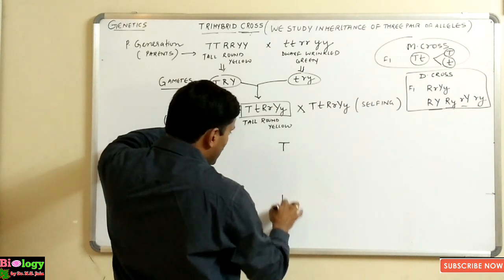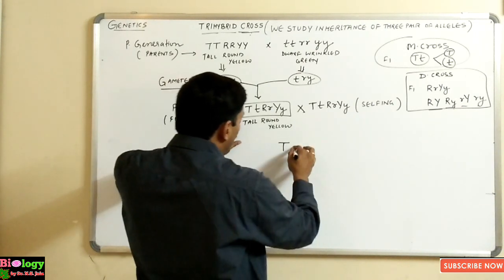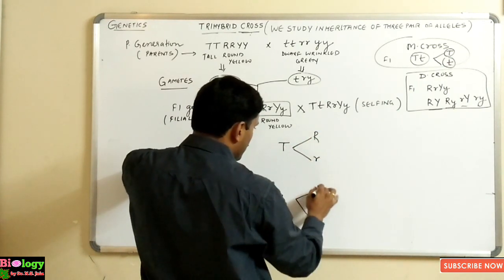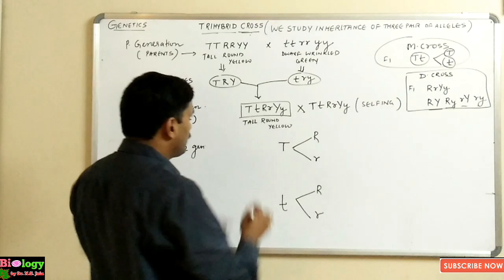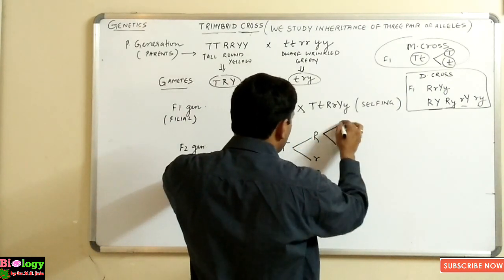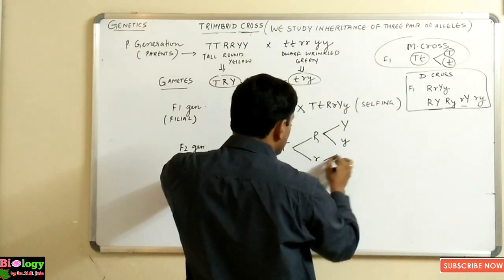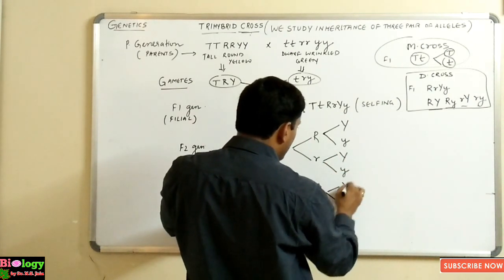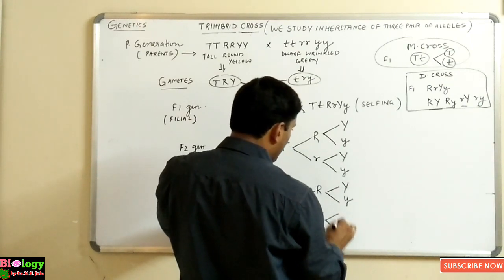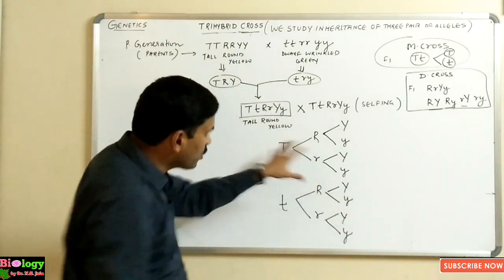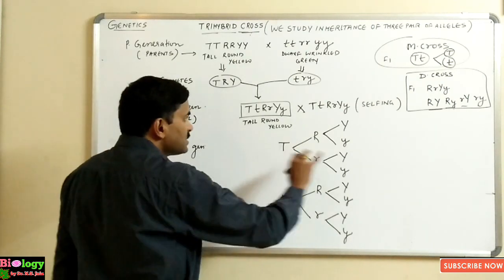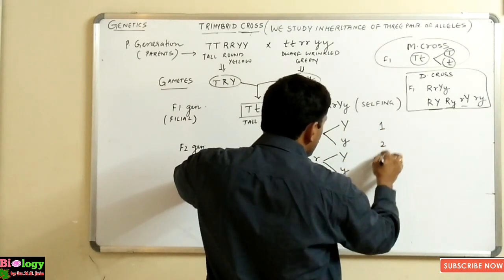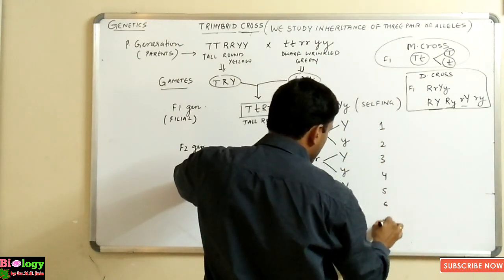To calculate the gametes, what you have to do is write capital T and small t. Then cross this capital T and small t with capital R and small r respectively. Then cross this capital R with capital Y and small y, cross this small r with again capital Y and small y, cross this capital R with capital Y and small y, and cross this small r with capital Y and small y. By crossing this you will get the 8 gametes. How will we make the 8 gametes? 1, 2, 3, 4, 5, 6, 7 and 8.